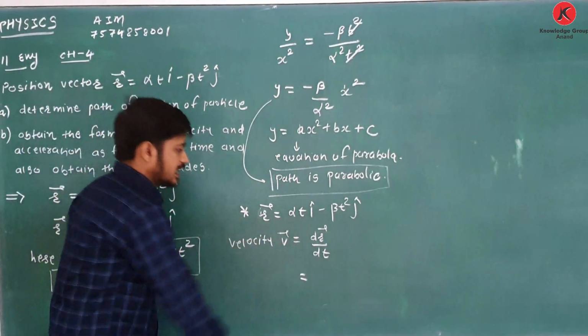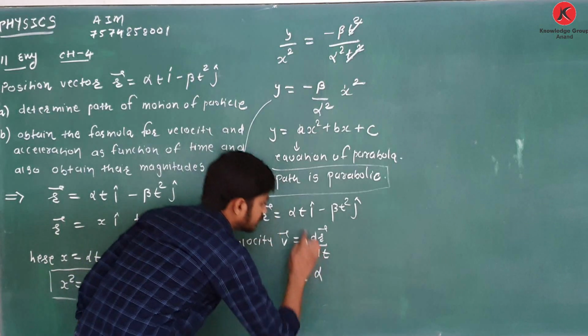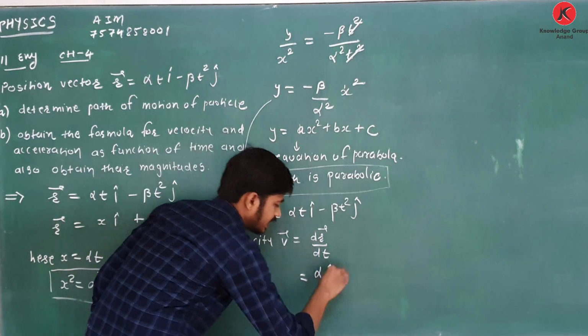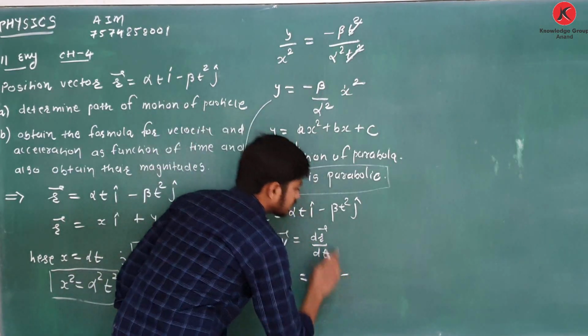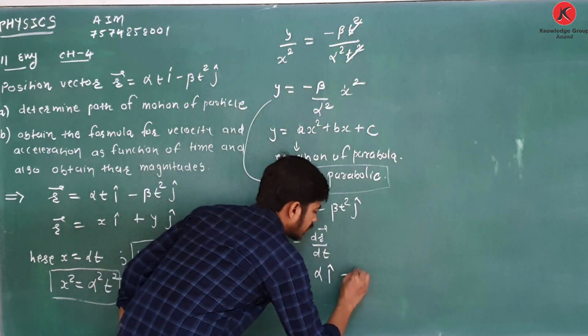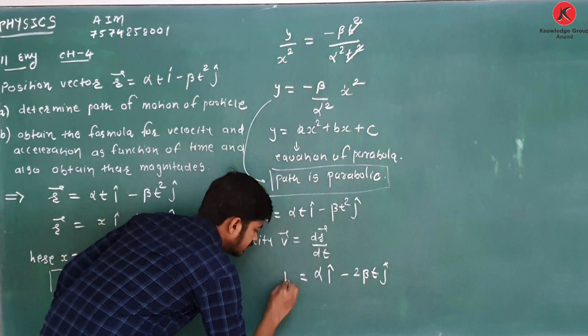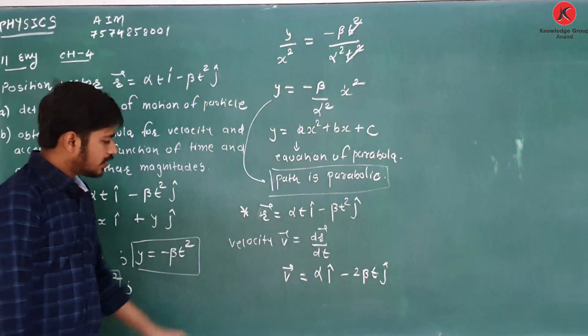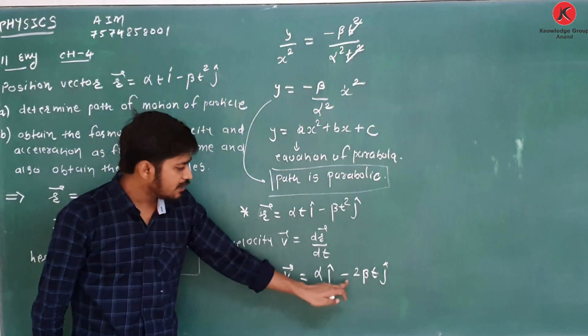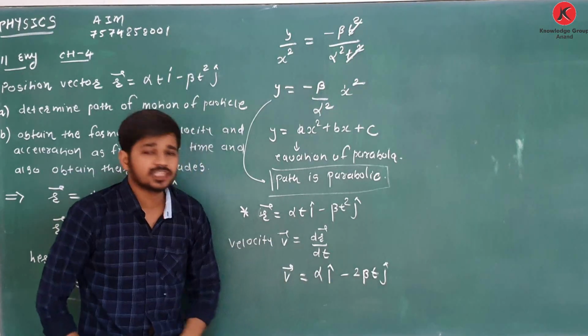Alpha t i, alpha as it is. What is differentiation of t? 1. i caret as it is. Minus beta t square, you know its differentiation, 2 beta t j. So it is equation of velocity. v is equal to alpha i minus 2 beta t j.